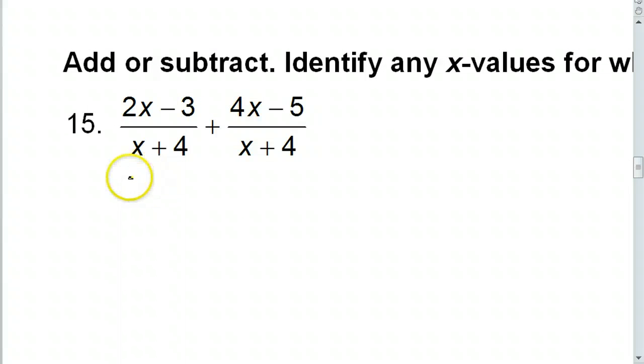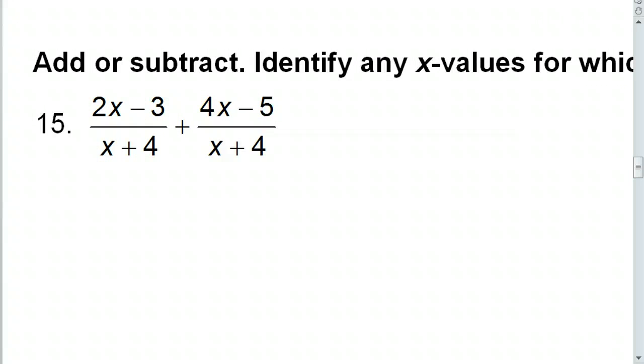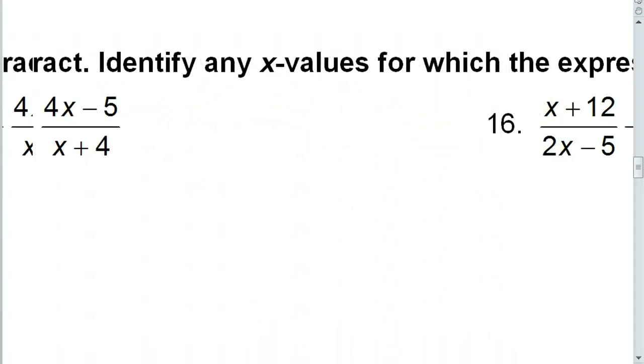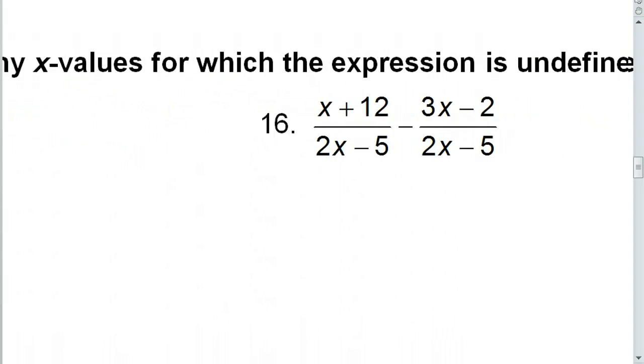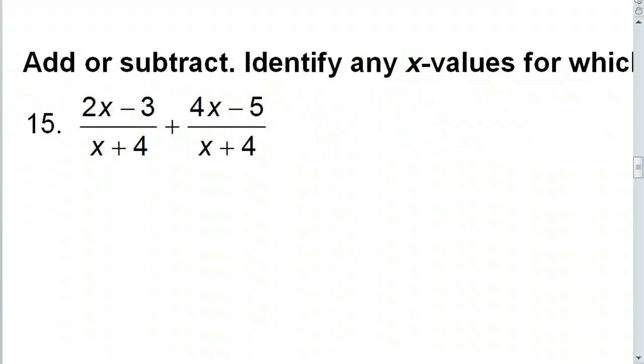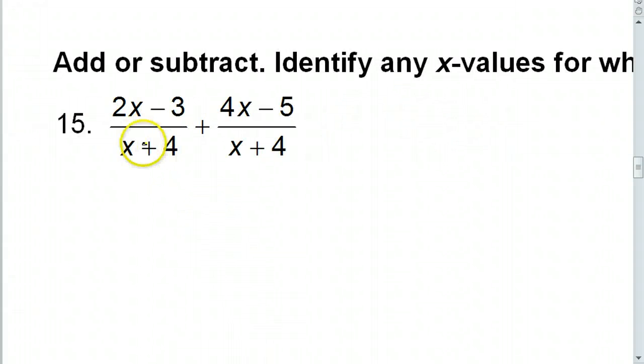All right, so number 15, we got add, subtract, identify any excluded values. By the way, the test is real specific. If I don't specifically say something about writing excluded values, don't worry about it. I mean, if you put excluded values and I didn't ask you for excluded values, I don't care. You're not going to lose any points or anything, but you don't have to worry about it unless I specifically say. But on these problems, it does say, identify any x values for which the expression is undefined. So we will have to do excluded values on number 15.